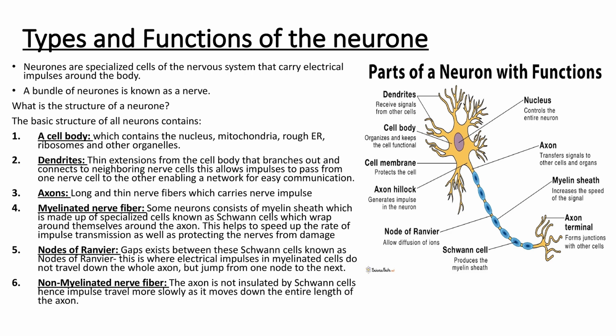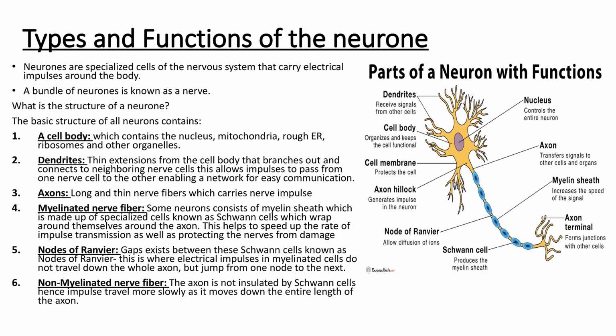Then we have the nodes of Ranvier. Gaps exist between these Schwann cells, which are called nodes of Ranvier. Electrical impulses in myelinated cells do not travel down the whole axon, but rather jump from one node to another, and these are called the nodes of Ranvier.